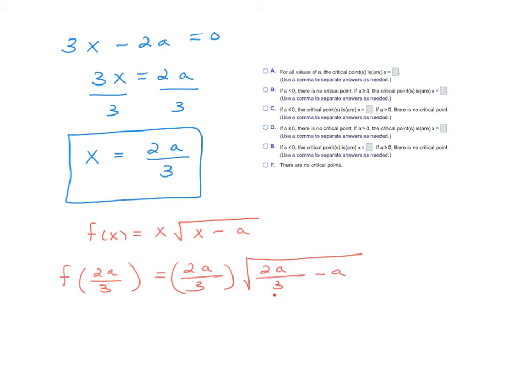Maybe I could try to express this as one fraction. So to do that, I need a common denominator. I'm going to multiply this a by 3 over 3. And what that will do for us is we'll get a common denominator 3, and we're going to have 2a minus 3a, which is going to be negative a. So what all of this is saying is, if you take this critical point, 2a over 3, and you plug it into the function itself, you get this.